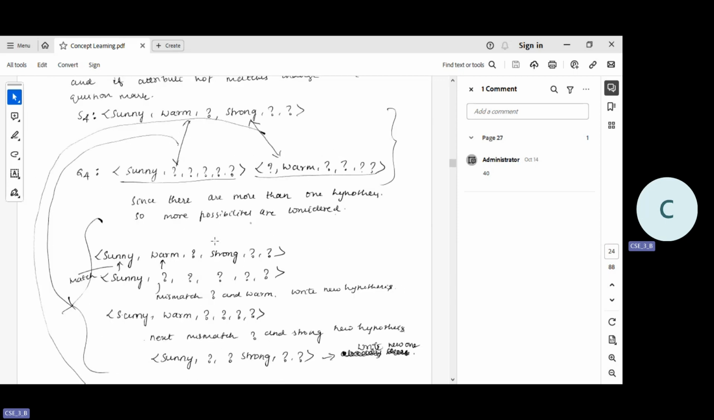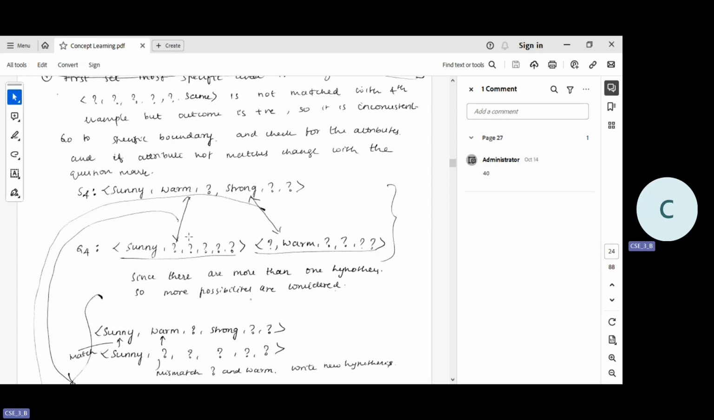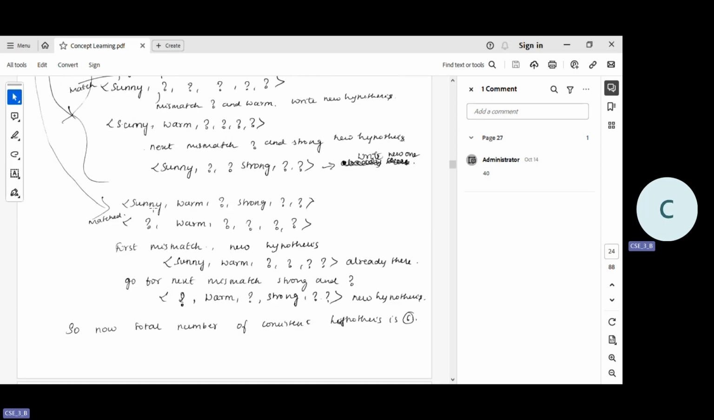First we compared this hypothesis with this hypothesis. Now we have to compare this hypothesis in the specific boundary with this. We can see sunny and then question mark, so there is a mismatch. The first mismatch, so we are writing the new hypothesis: sunny, warm, and all these question marks. But this hypothesis is already there in the consideration, so we have to find out the next mismatch.